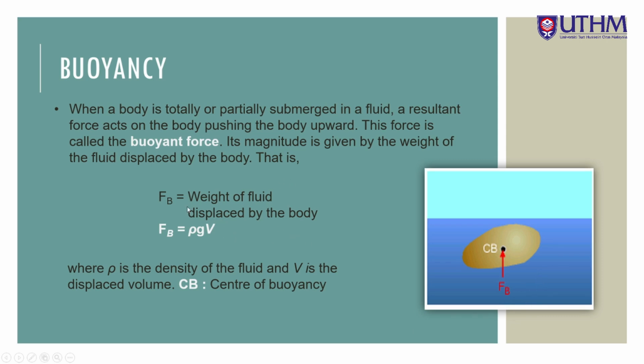That is FB equal to weight of fluid displaced by the body, which is actually FB equal to rho GV. Di mana rho itu adalah density of the fluid, sama ada air biasa ataupun air laut, which is dua-dua tu adalah berbeza density. Dan V adalah displaced volume. CB pula adalah center of buoyancy. Selalu center of buoyancy ni berada di tengah-tengah objek lah.